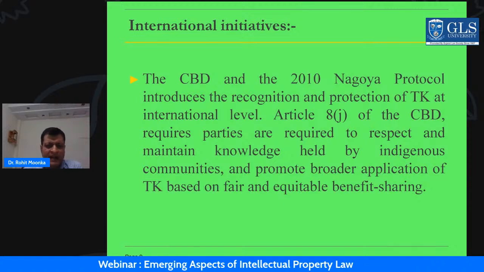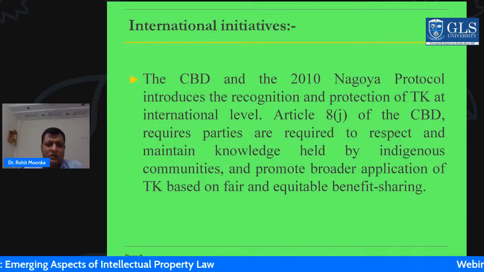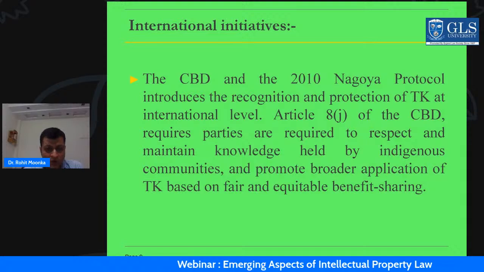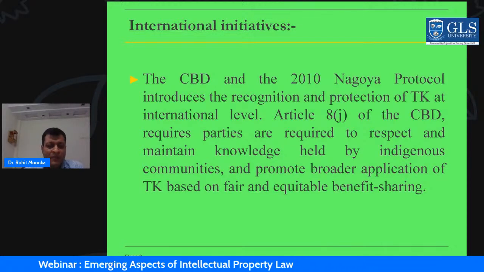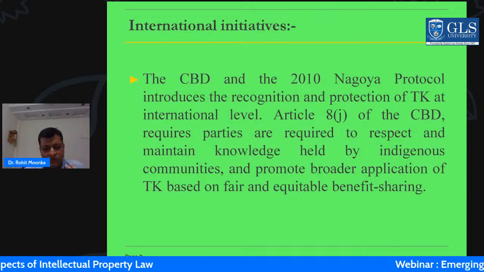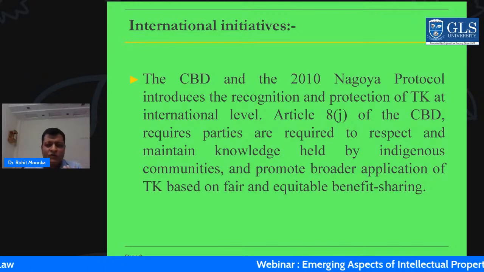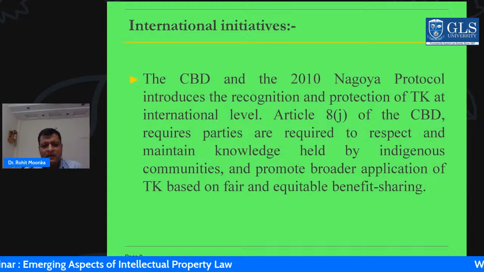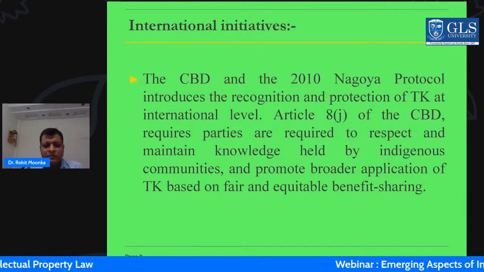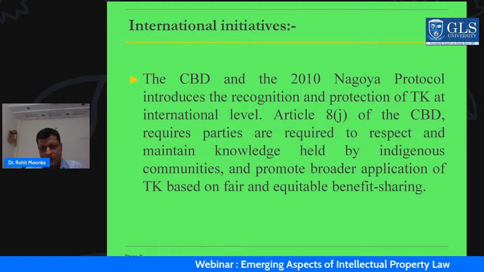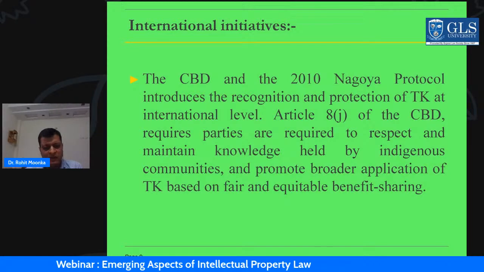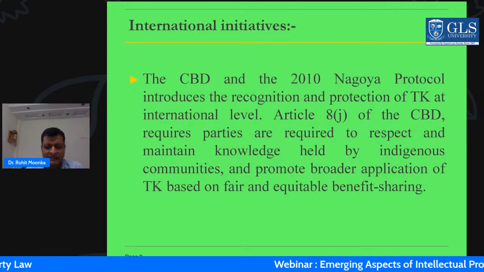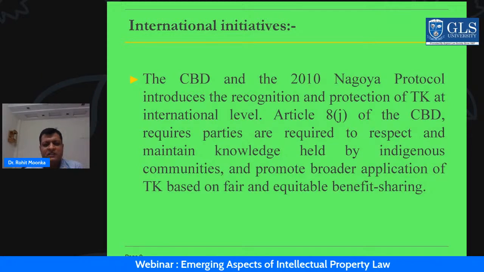And as I mentioned earlier, Article 8J of CBD requires parties to respect and maintain traditional knowledge held by indigenous communities, and promote broader application of traditional knowledge based on fair and equitable sharing. If you go deep into this definition, you would find three facets. First and foremost, Article 8J requires the member countries to respect and maintain traditional knowledge. So for the conservation or preservation of traditional knowledge, you respect it, you maintain it, which is held by the traditional and indigenous communities.